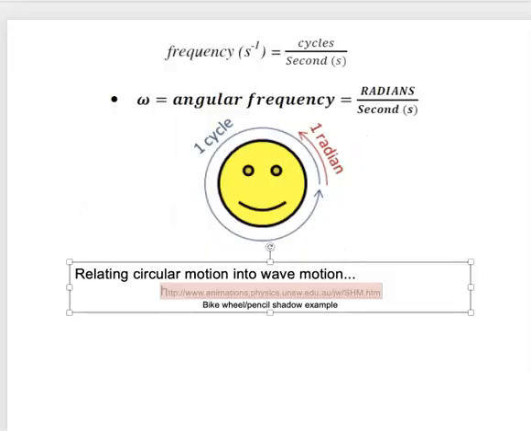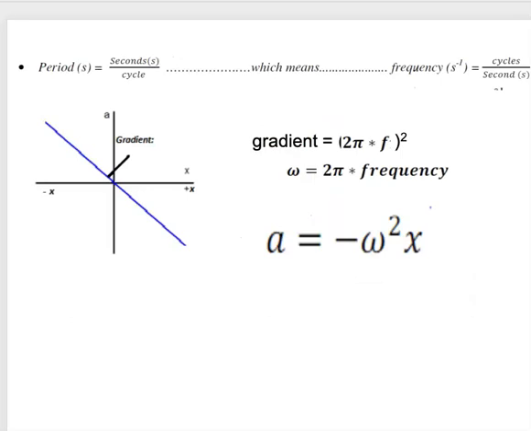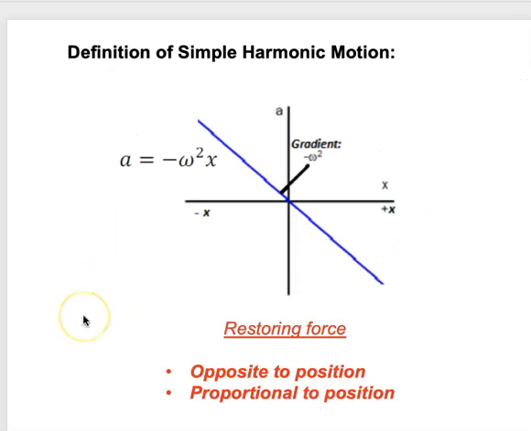So your task now, that you have this relationship: we know that acceleration is negative angular frequency squared times the displacement. So the acceleration is proportional to the displacement and opposite to the displacement. So again, if that's true of the acceleration, then that's true of the restoring force as well. It's opposite to position and it is proportional to the position.